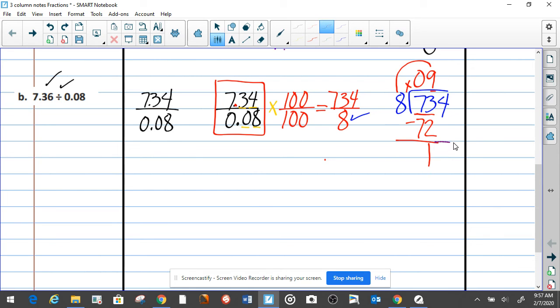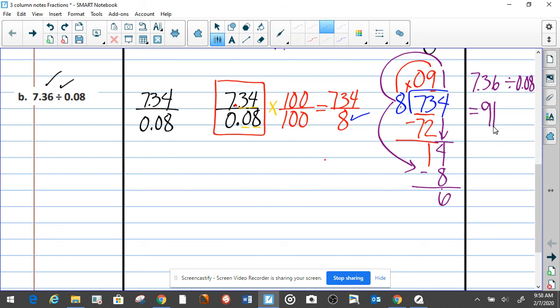Our next step is to lower the 4 and make the 1 a 14. So now we regroup those. How many times does 8 go into 14? The answer is 1. 1 times 8 equals 8, and the remainder is 6. Now do we find decimals here? Maybe that could be the answer only, so let's just leave it that way. So when you divide 7 and 34 hundredths by 8 tenths, that equals 91 and 6.